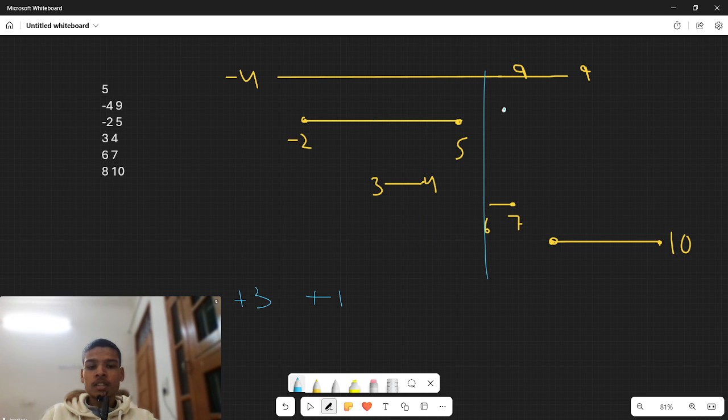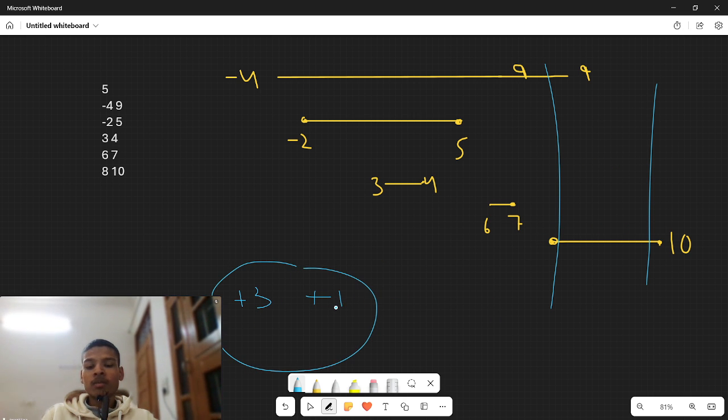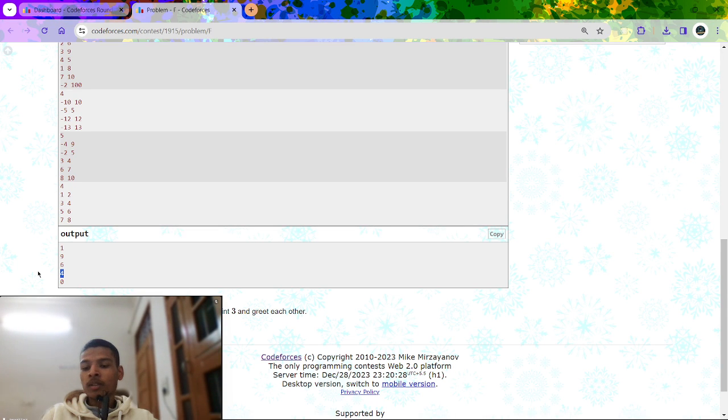For this, the answer is also 0 because none are summarizing in this. For this, how many are there? Here 6 to 7 is coming, but it is not completely summarizing in this interval. So it's also 0. So what is the answer? The answer is 3 plus 1, 4. So you can see the answer is 3 plus 1, 4.